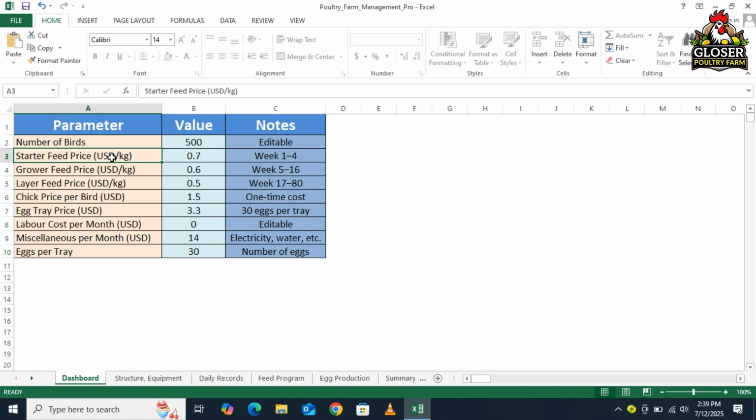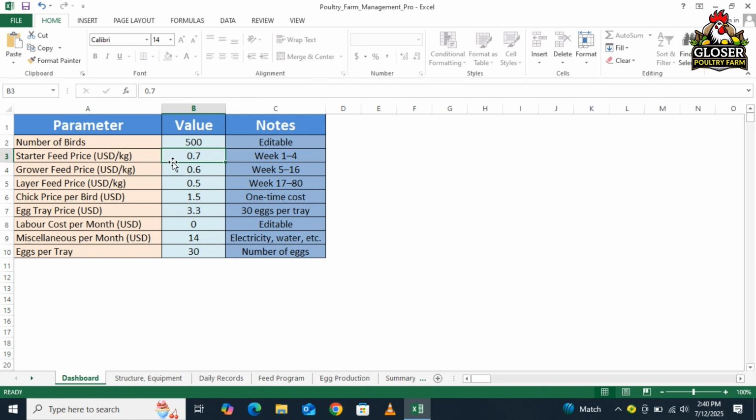In my area here in Uganda, it costs $0.7 per kilogram, so I enter 0.7. I'm using US dollars in this calculation because it's universally recognized and makes it easier for viewers from different parts of the world to follow along. However, you can always input your local currency based on feed prices in your country. The tool will still give you accurate results either way.